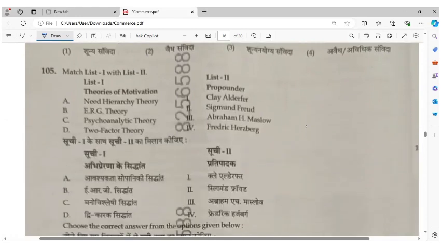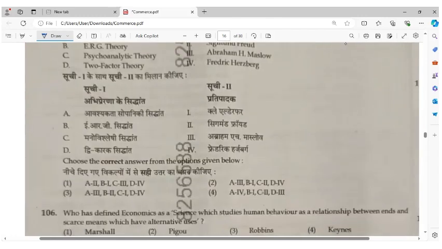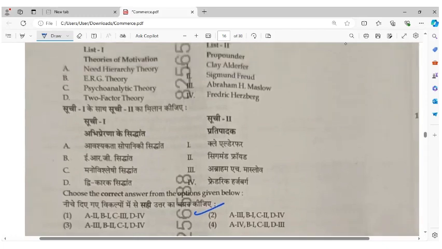Now the next one, 105, is need hierarchy theory. You know that need hierarchy theory is related to Maslow. Here option number 2 is right. ERG theory is related to Clayton Alderfer, and the psychoanalytic theory is related to Freud, and the two-factor theory is Herzberg's. So let's just take a short trick to remember this.